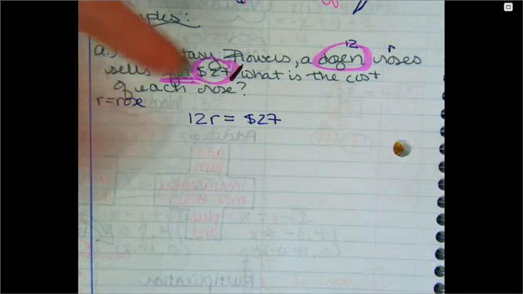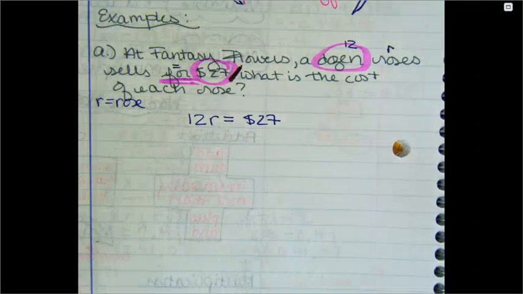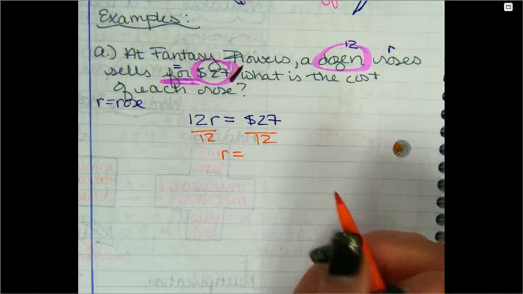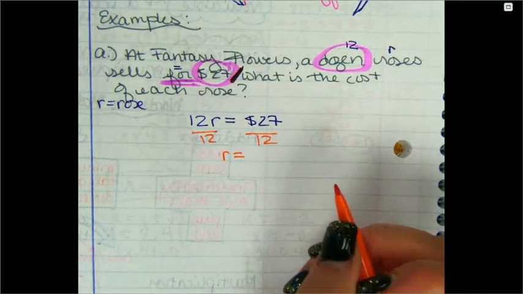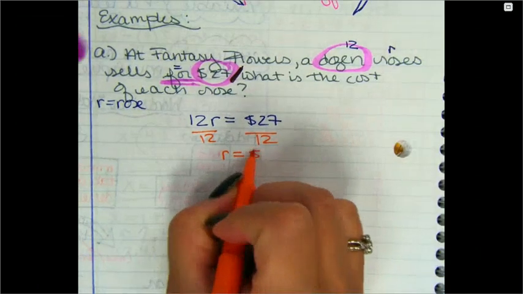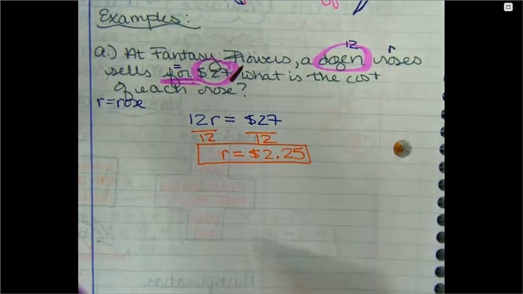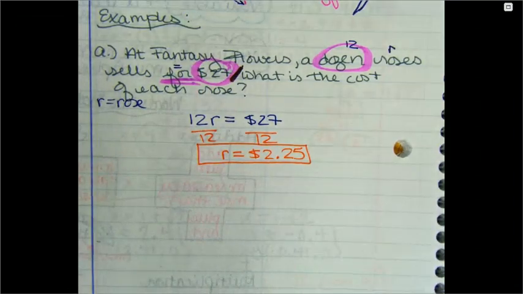Done. Now I need to do the second part, which now says what is the cost of each rose. So now I have to solve it. So how am I going to solve it? Divide by 12, and R equals, let's say that correctly, $2.25. Good? She already divided it. Most people don't know that by the way. All right, we good? Does that make sense?